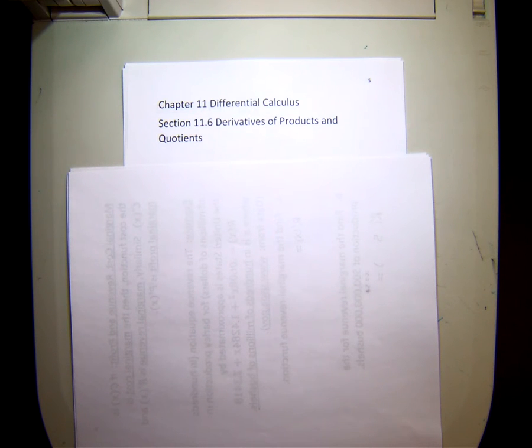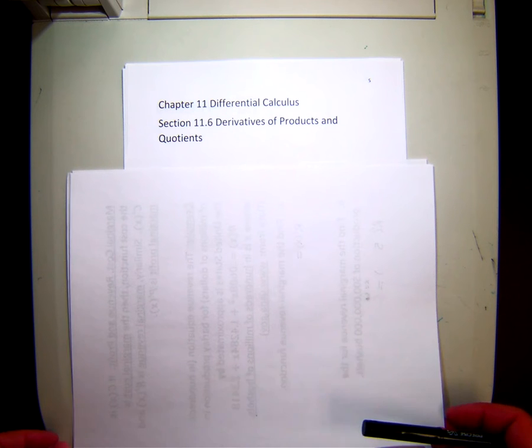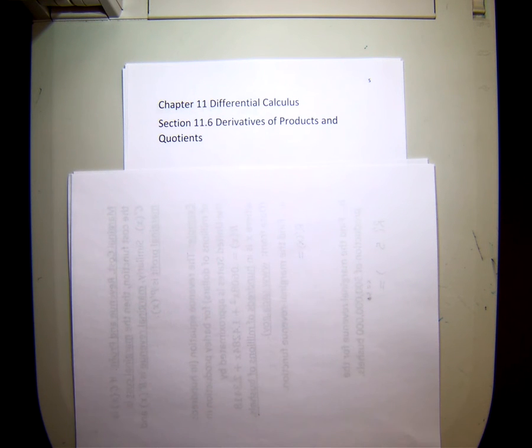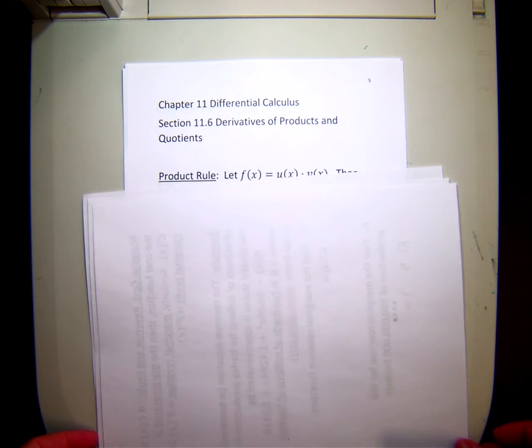This is section 11.6, derivatives of products and quotients. Last time we talked about the power rule, sum and difference rule, constant multiple rule, and other rules. Now we're going to be adding to those rules.